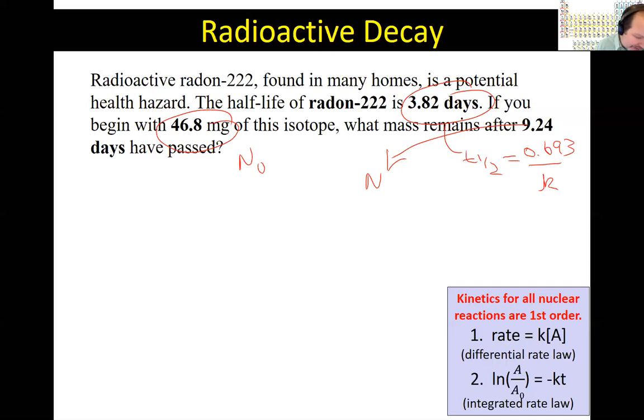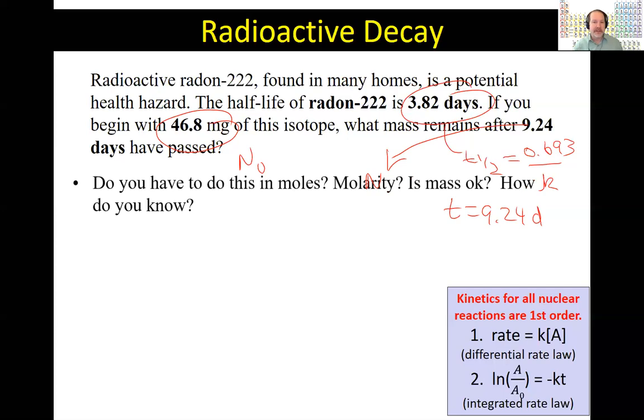What are they asking? What remains after. That's what they're asking us for, but 9.24, I bet that's the time that it took. So what variables have time and N and all these? This is the second one, the integrated rate law. Well, do I have to convert to molarity or something? I feel like that's what we've had to use in the past. Or can I just use the mass? It turns out you can just use the mass, in milligrams.